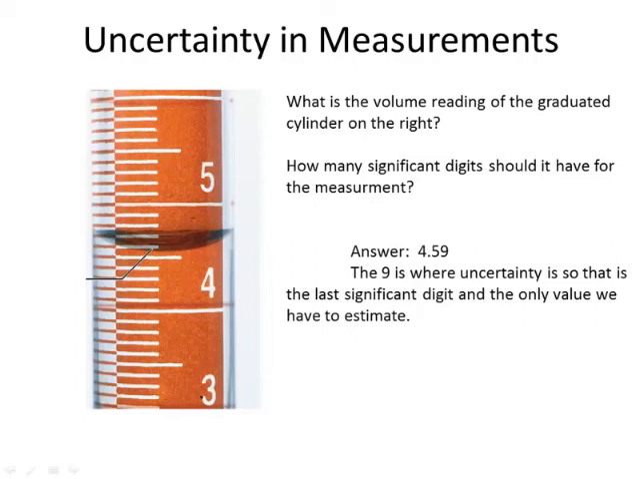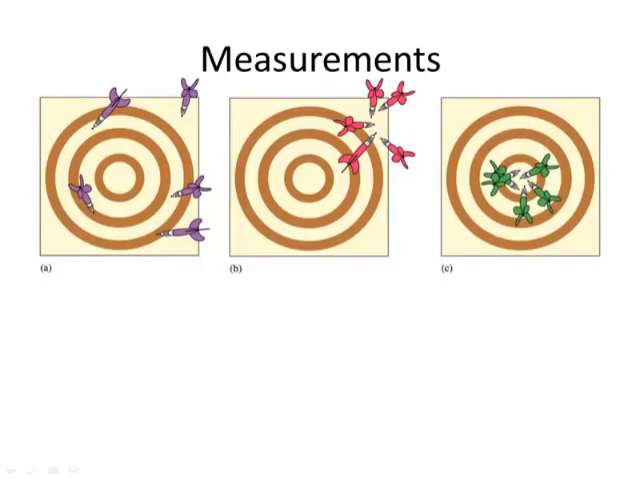So when doing measurements, you need to make sure to take into account what the smallest markings are, which is going to help you determine how many significant figures your measurement has. All right, so we talked about how those markings and how we do those measurements is going to lead us to something called precision and accuracy. Let's look at those a little bit more closely.